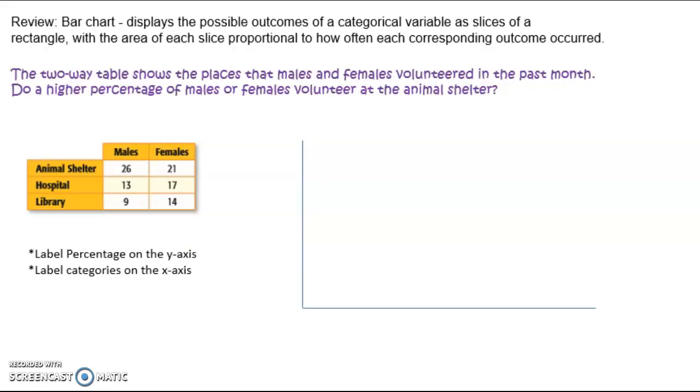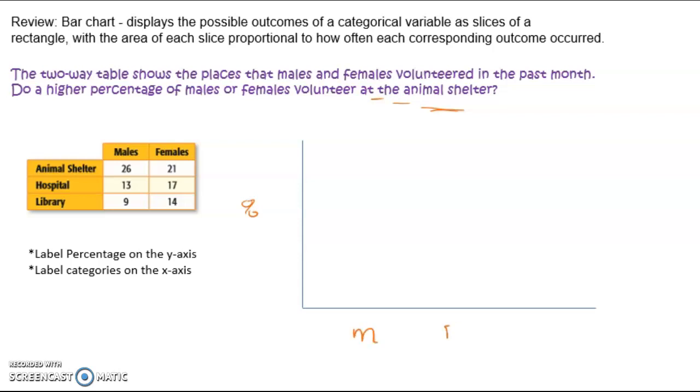So let's pick it up. Now we're going to make a bar chart out of this two-way frequency table. Since we're talking about male and female volunteers over the last month and where they volunteered, specifically the animal shelter, that will make it a little bit easier for me to do the bar chart here. So label percentage on the Y. So we're going to go percentage here. And then categories. For this one, I'm just going to go straight to animal shelter, male and female. So let's split them up in the group.